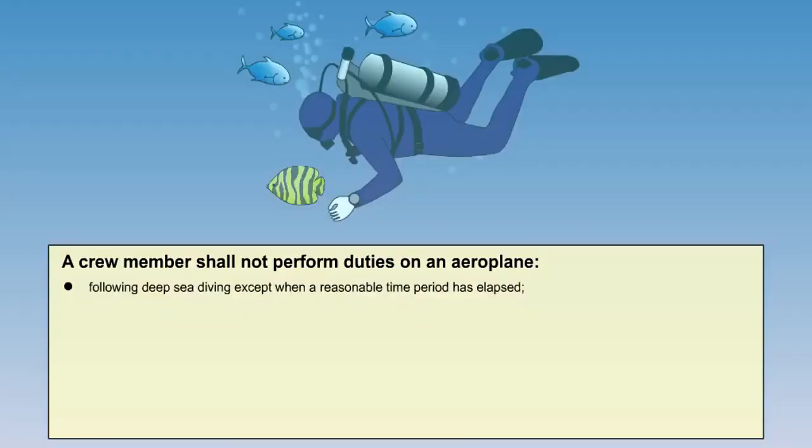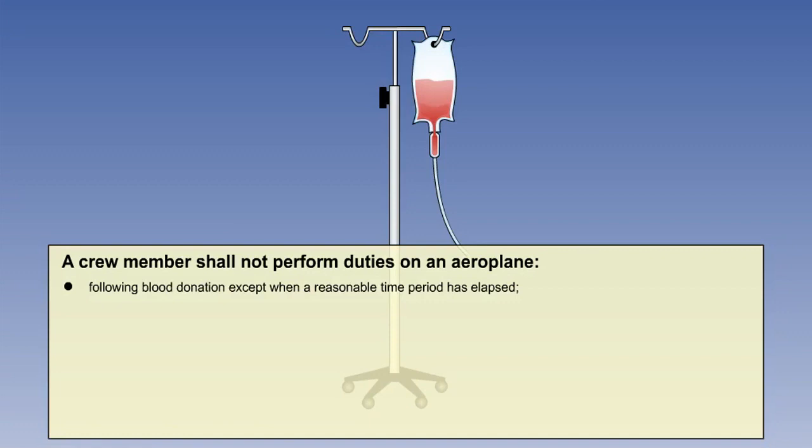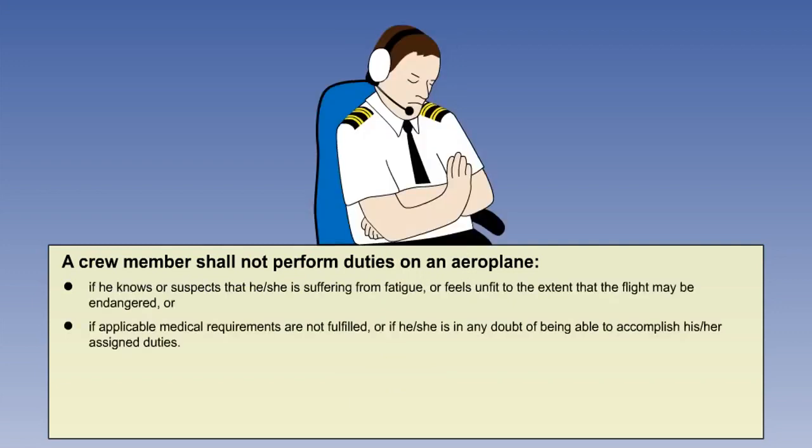For deep-sea diving, which means scuba diving, that is, diving using tanks of compressed air, the general rule is do not fly within 12 hours and increase this period to 24 hours if the depth of 30 feet or 9 meters has been exceeded. For blood donation, the general rule is do not fly for 24 hours after giving blood. Do not fly if fatigued or unfit in any way, especially if you cannot clear your ears.